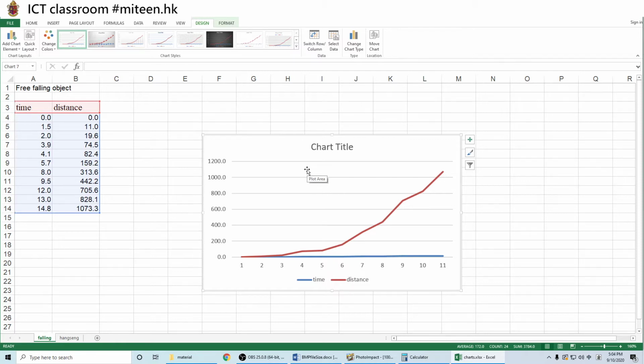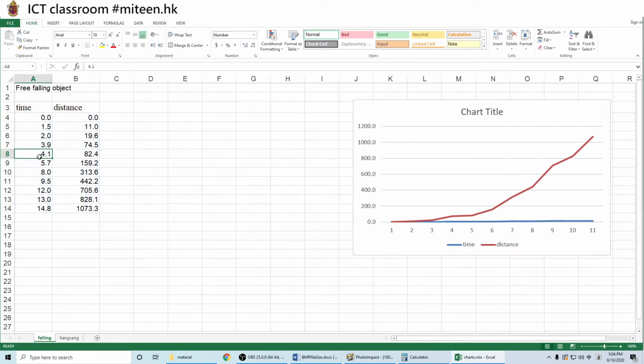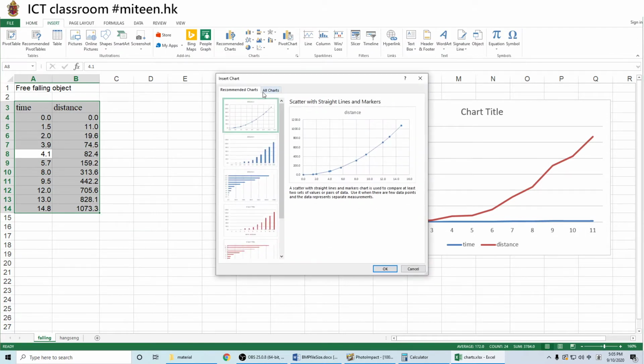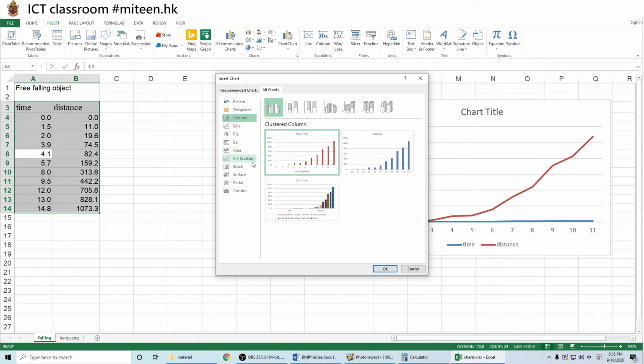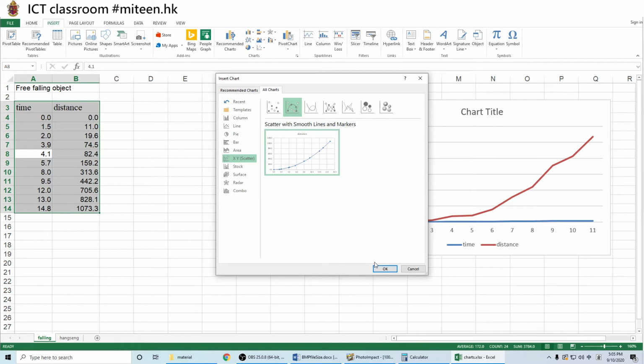Well, the problem is our data is not evenly distributed. Using a normal line chart cannot describe what is really happening. Oh, what should be used? Well, we should use another form, which is a scatter form. And we go to All Charts and find Scatter. Then here we have a form.